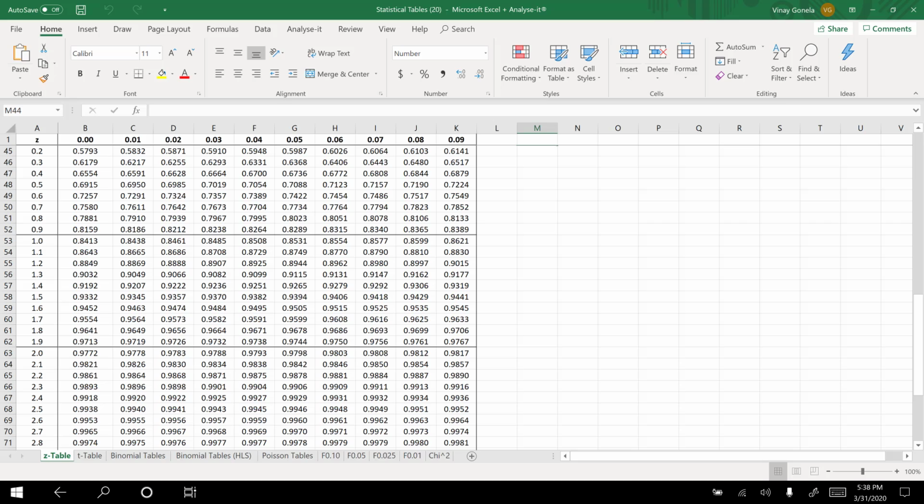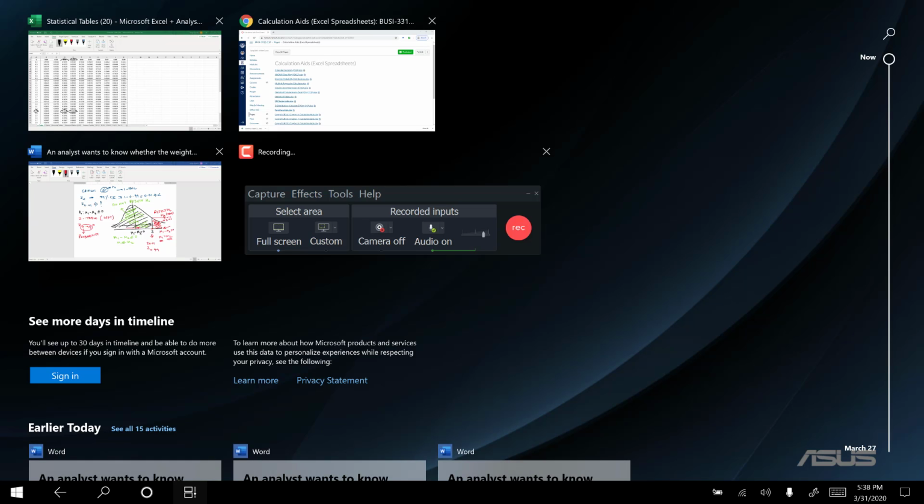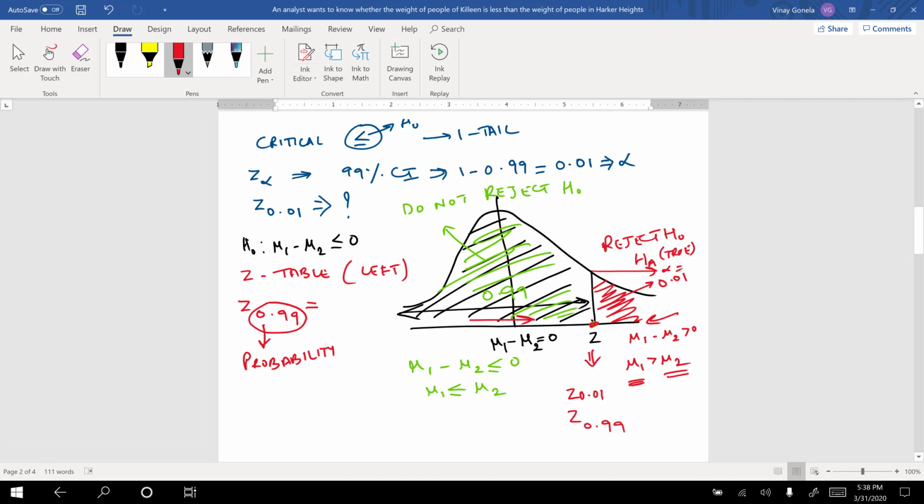So 0.99 is somewhere here or here, 2.32 or 2.33. So I will take 2.32. So this value here is 2.32.